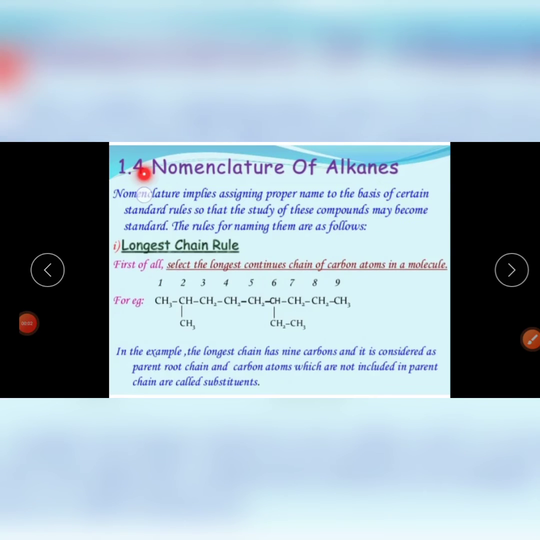So let us understand the nomenclature of alkanes, meaning how we will name all these alkanes. Its first rule says that we have to go for the longest carbon chain, meaning we have to select the longest carbon chain within the molecule.